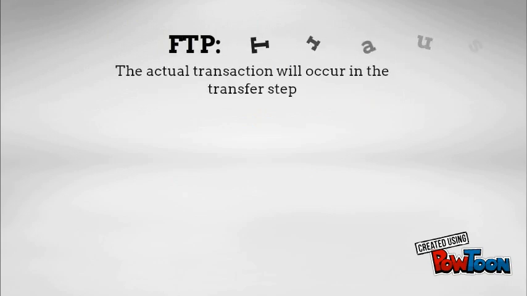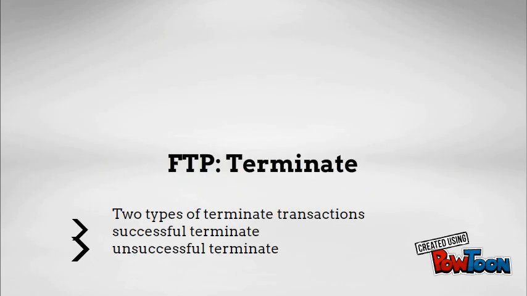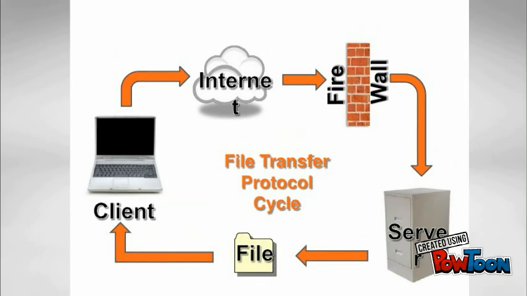In transfer, the actual transaction will occur in the transfer step. In terminate, there are 2 types of terminate transactions: successful terminate and unsuccessful terminate. This is the file transfer protocol cycle.